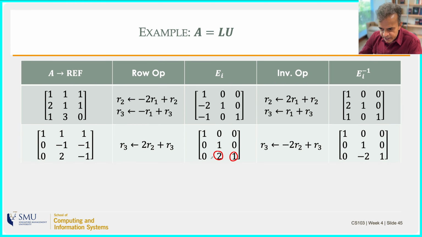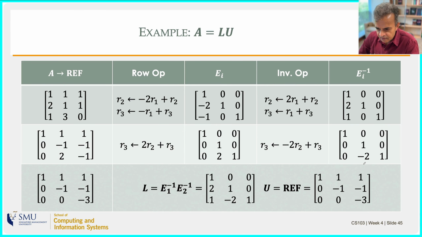But the third row changes. I'm taking 2 times the second row and adding it to the third row. So 2 times the second row in the identity matrix is 0, 2, 0. Add to the third row, which was 0, 0, 1, so I get 0, 2, 1. That's how I computed the elementary matrix. Now the inverse would be just subtracting 2 times the second row from the third row. So instead of 2, I'll get a minus 2 here.